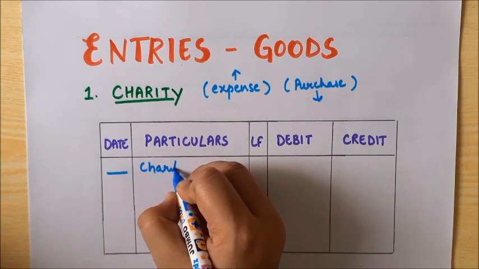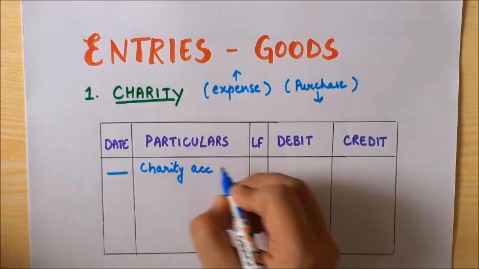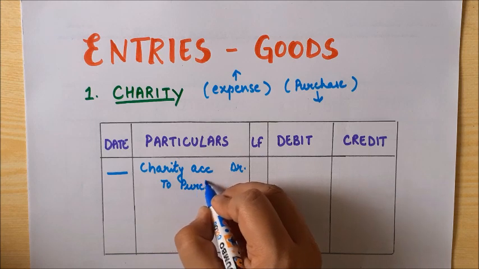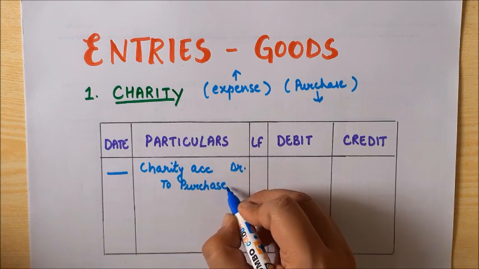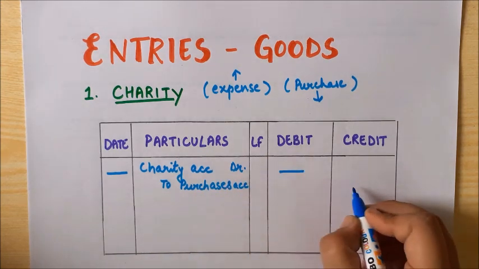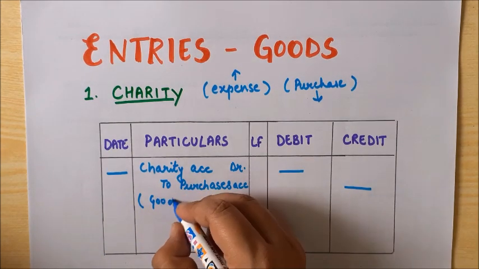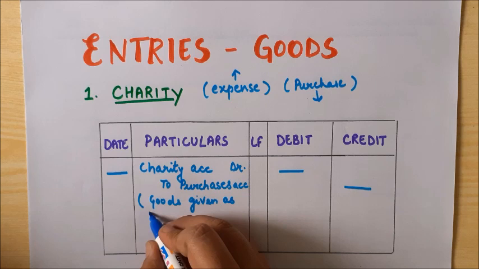Here is the entry: charity account debited to purchases account. You will write the amount in the debit and credit column, and the most important thing, the narration, you will write goods given as charity.